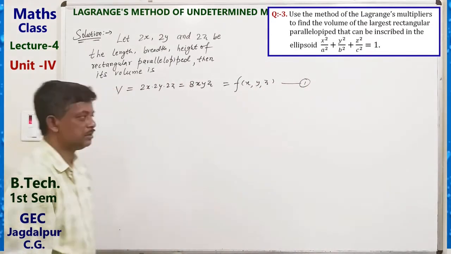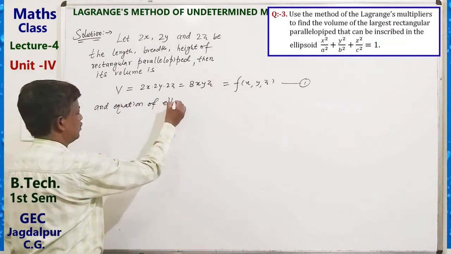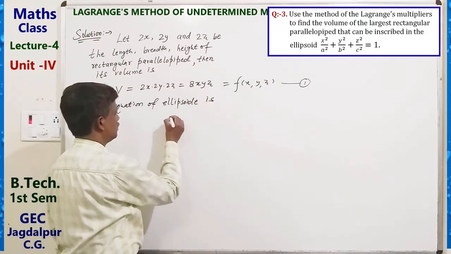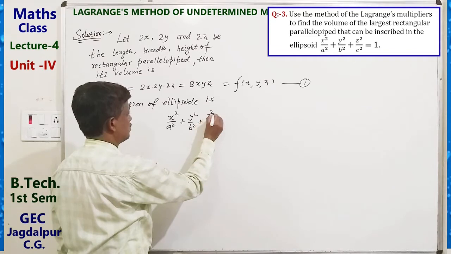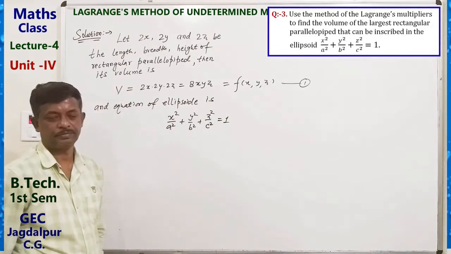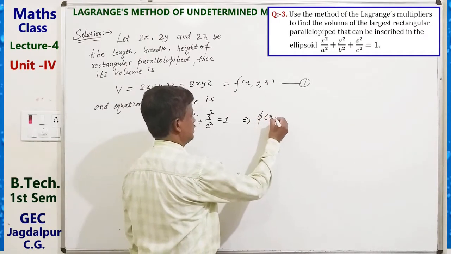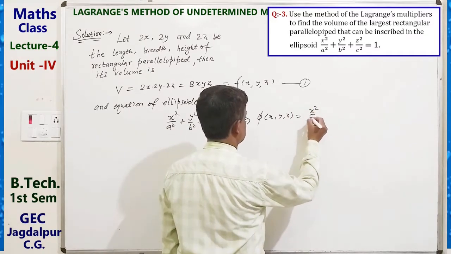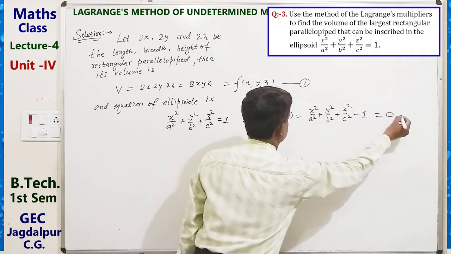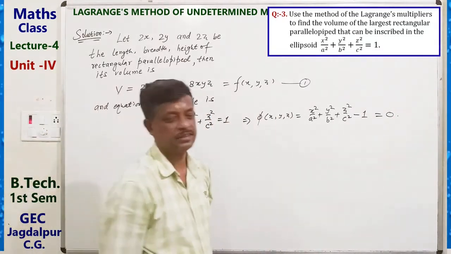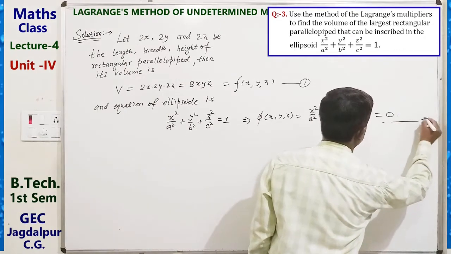And the equation of the ellipsoid is x square by a square plus y square by b square plus z square by c square equals to 1. This is given. It can be written like this: phi(x, y, z) equals x square by a square plus y square by b square plus z square by c square minus 1 equals to 0. This is equation 2, just like in the previous questions.